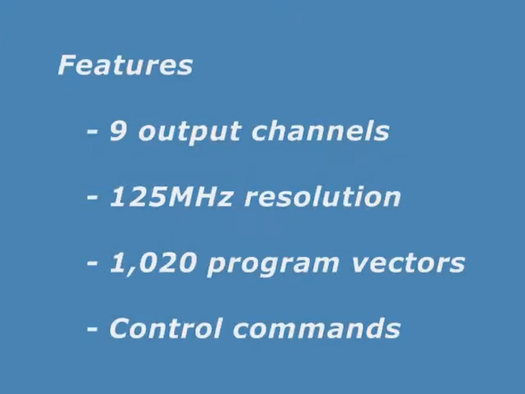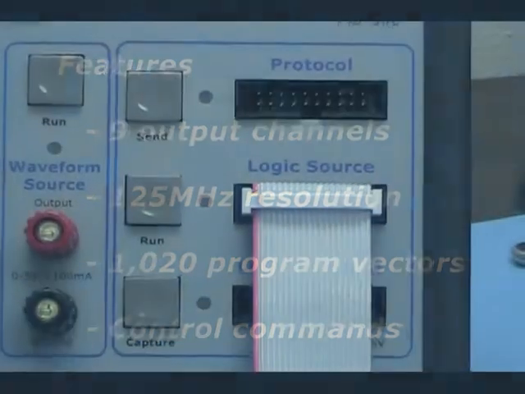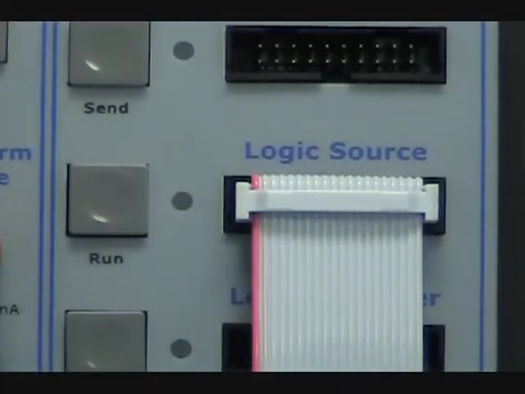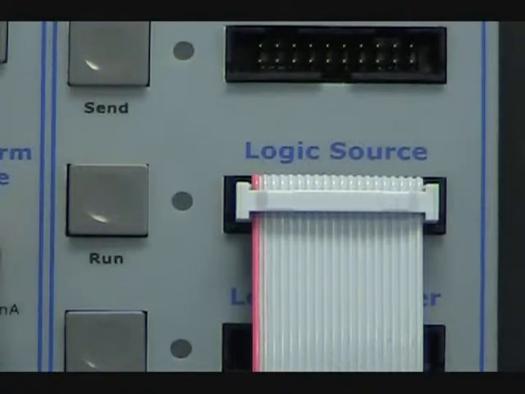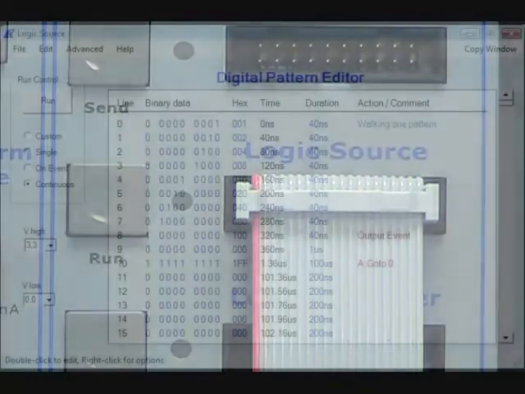The Logic Source tool is a 9-channel 125 MHz digital pattern generator. It includes 1020 program vectors with looping and control commands. This short video will introduce the features of the Logic Source tool and explain the operation of its control window.